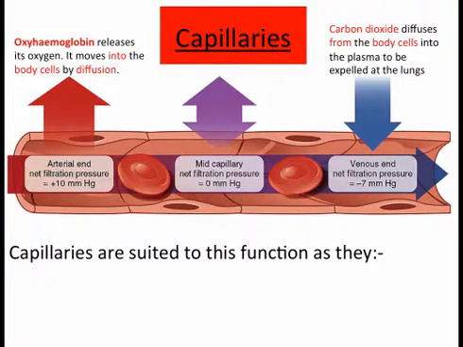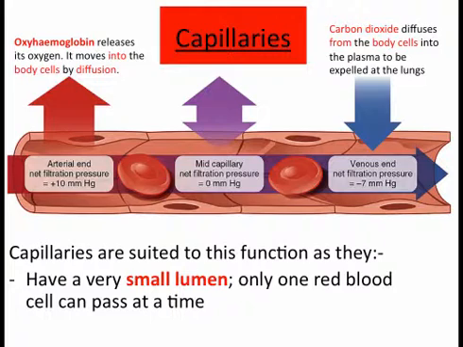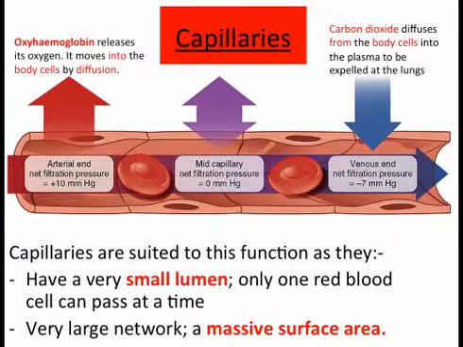Capillaries are adapted to their function because they have a very small lumen. This means only 1 red blood cell can pass at a time. There are also many, many capillaries. This is a very large network that supplies oxygen and takes away carbon dioxide to all of the cells in the whole of your body. They have a massive surface area.